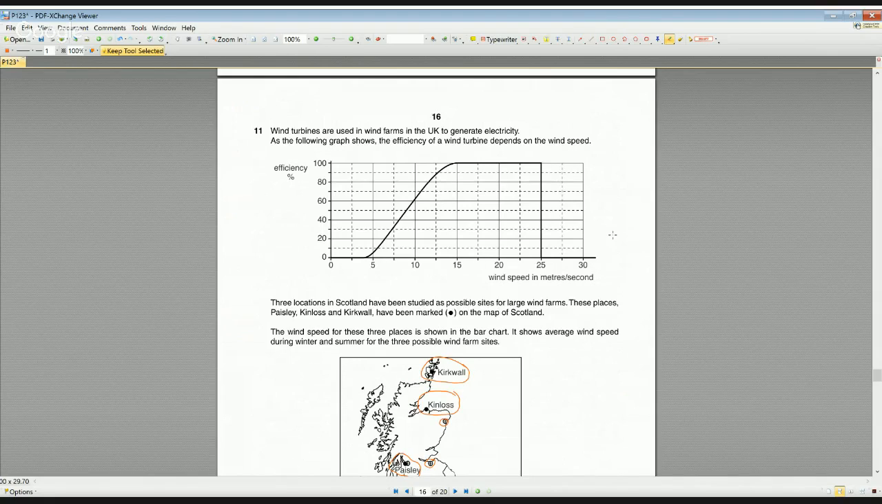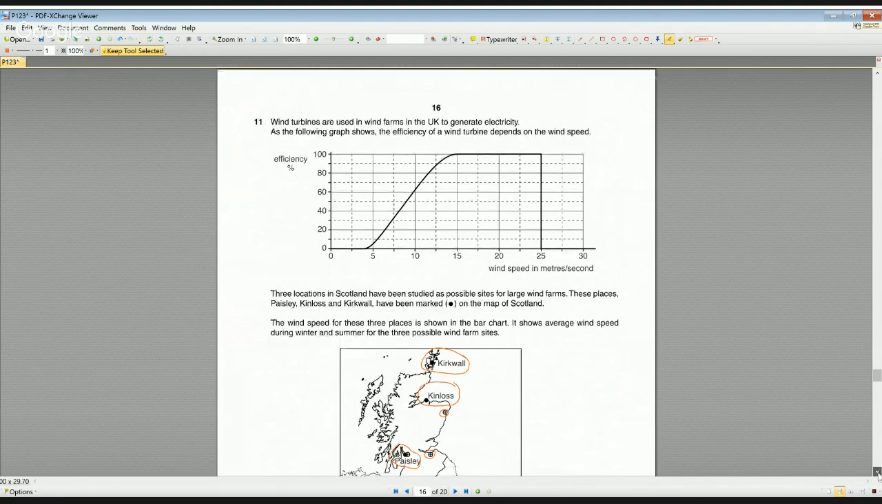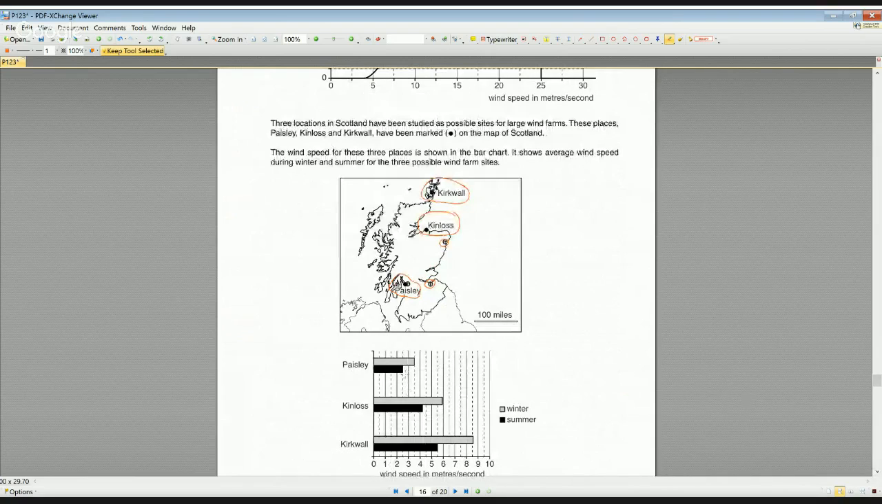A 3 to 4 mark answer will be looking for a student that has used the data in the graph in some way. A strong answer is going to be one that actually uses it quantitatively, and I'll show you what I mean by that. If we look at Paisley here, we can see that the average wind speed in the summer is 2.5 meters per second, and in the winter is 3.5 meters per second.